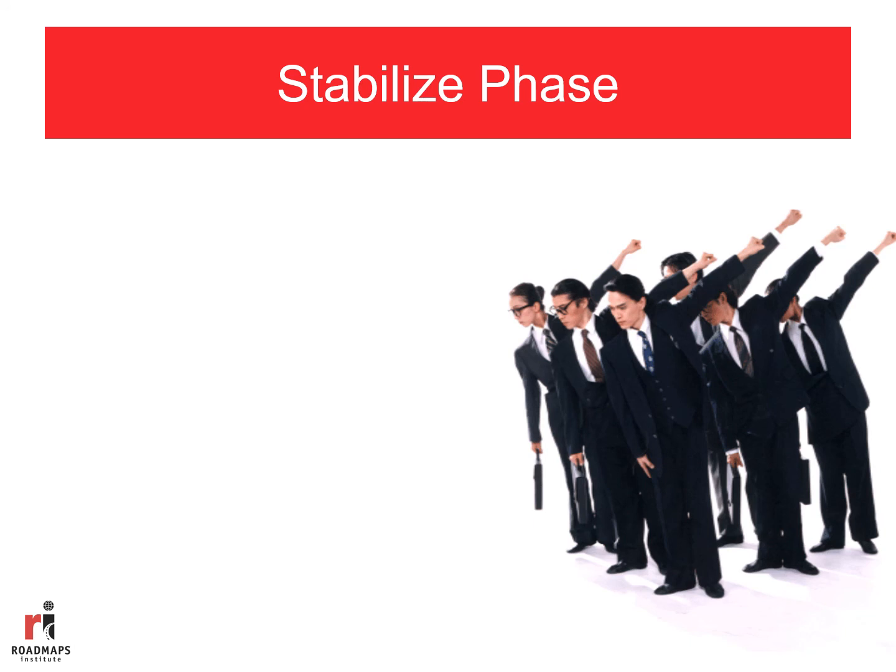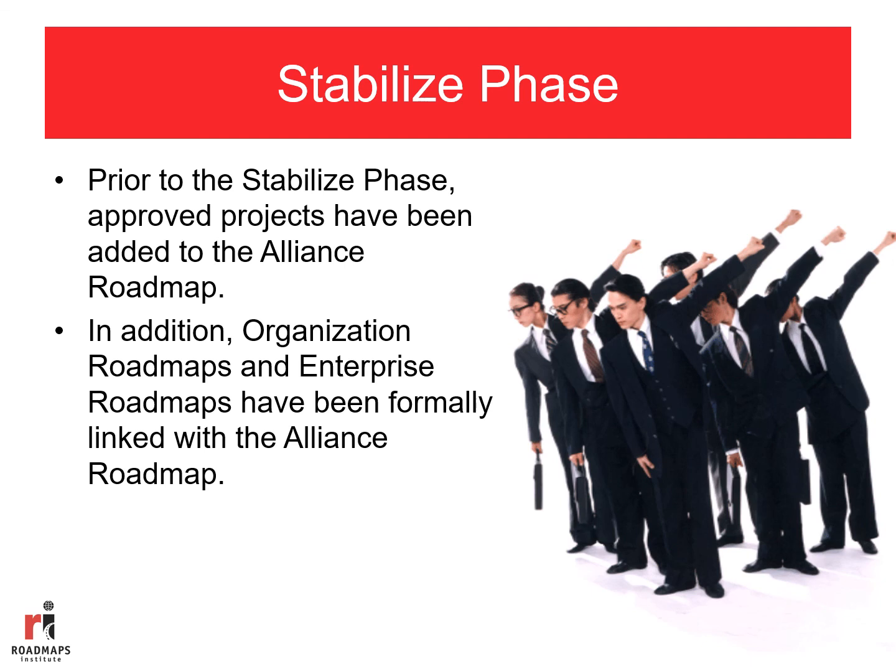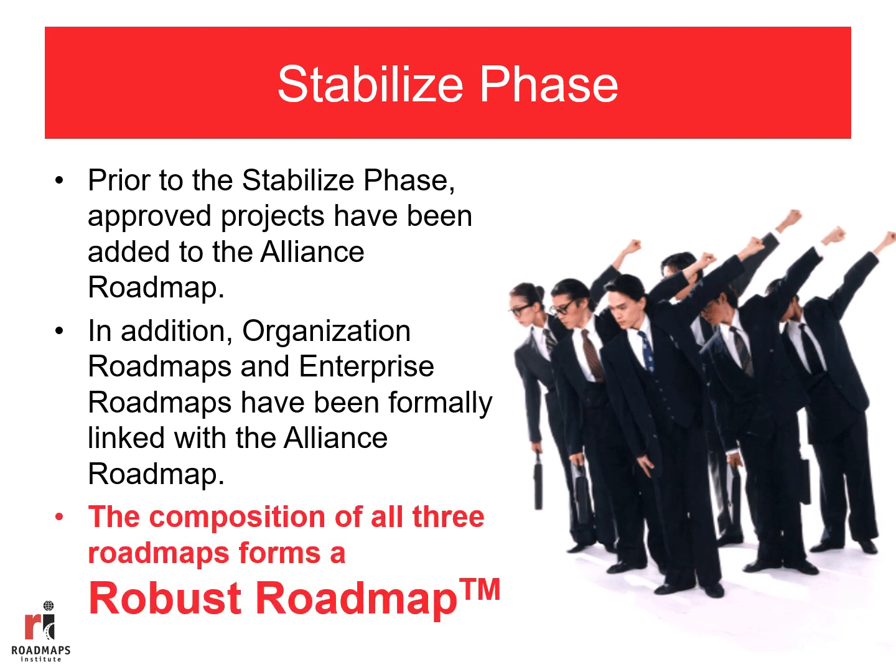This brings us to the stabilize phase. Prior to this phase, approved projects have been added to the Alliance roadmap. In addition, the organization roadmaps and enterprise roadmaps have been formally linked in with this Alliance roadmap. The composition of all three of these roadmaps forms what we call a robust roadmap.